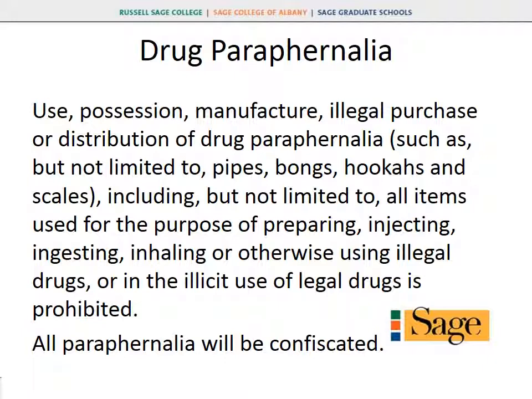Drug paraphernalia. Use, possession, manufacture, illegal purchase, or distribution of drug paraphernalia, such as but not limited to pipes, bongs, hookahs, or scales, including but not limited to all items used for the purpose of preparing, injecting, ingesting, inhaling, or otherwise using illegal drugs, or in the illicit use of legal drugs is prohibited. All paraphernalia will be confiscated.